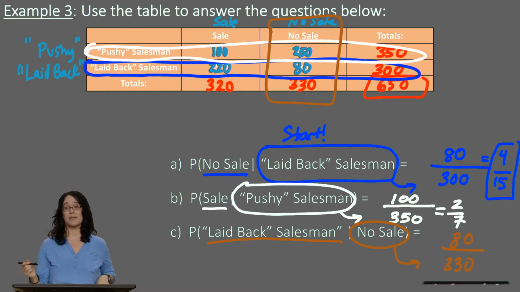So your setup here should be 80 out of 330, which does reduce to 8 out of 33. Doesn't go any further than that. But as a decimal, that's roughly 24.2%. It became 0.242 as a decimal, and then we changed it to percent.